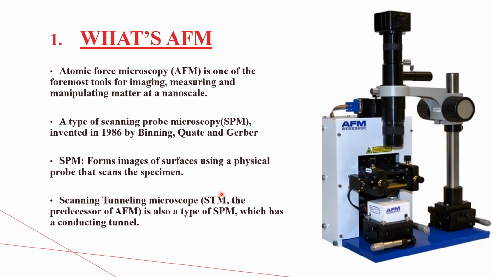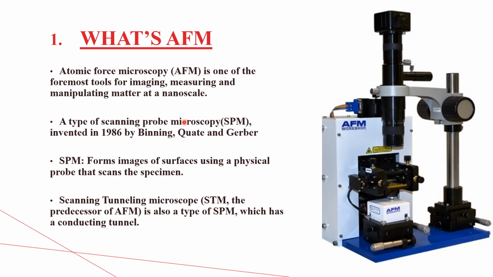material. So in order to get rid of this drawback, atomic force microscope came into the market, which can scan a surface that is conducting, non-conducting, or any kind of polymer. So we can say that scanning tunneling microscope is the predecessor of the atomic force microscope. Now, scanning probe microscope was invented in 1986 by Binnig, Quate and Gerber.